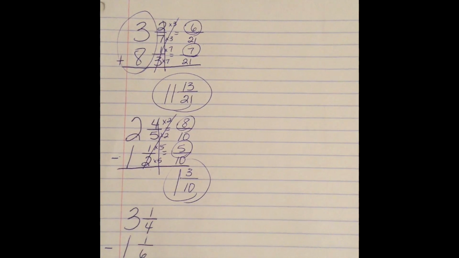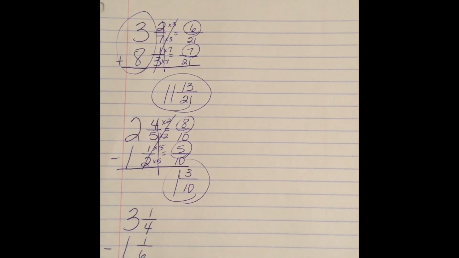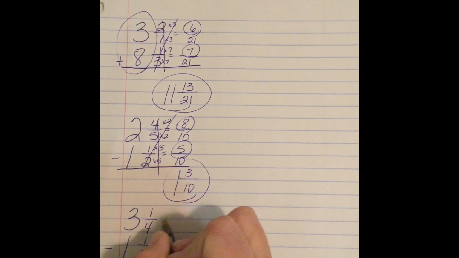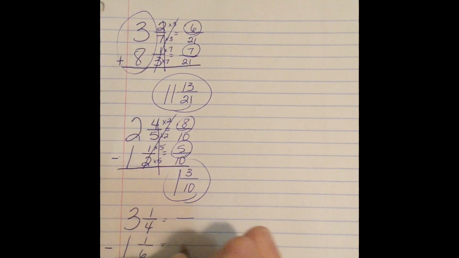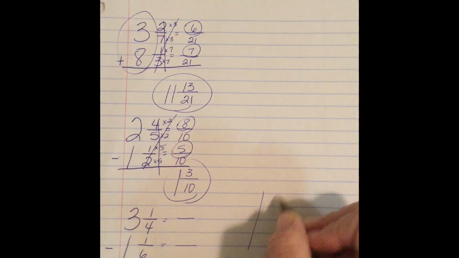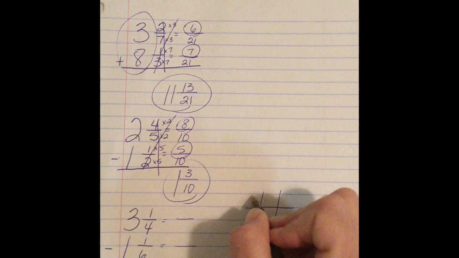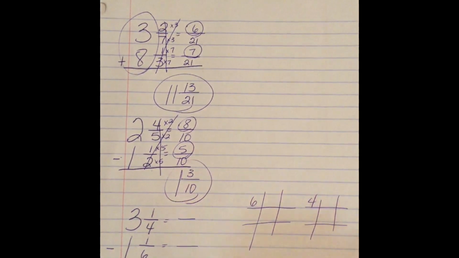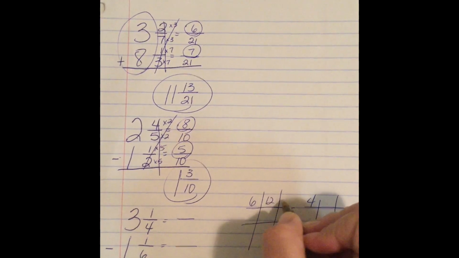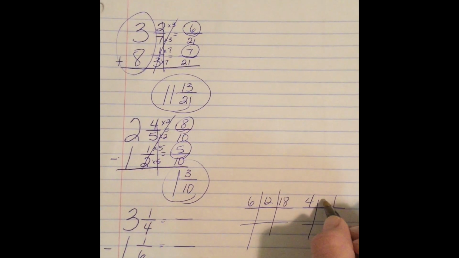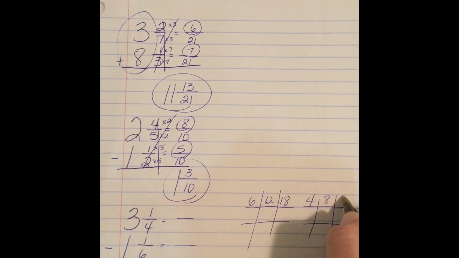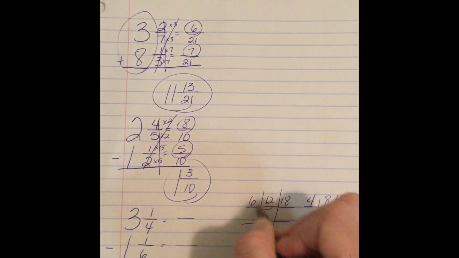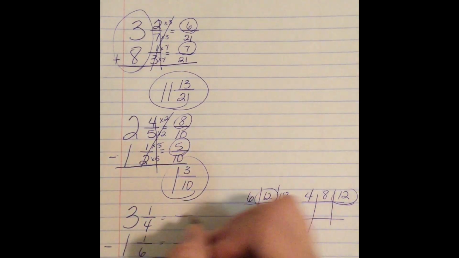Okay, 3 1/4 minus 1 1/6. Find the LCM. You should know this one by now. We've done it enough. So 6, 12, 18. 4, 8, no, 12, yep. Common denominator is 12.